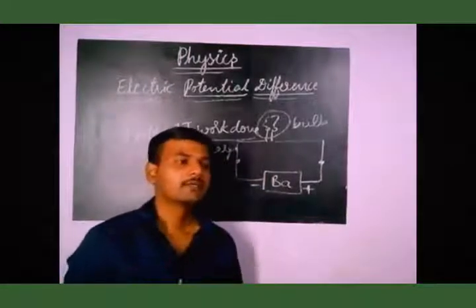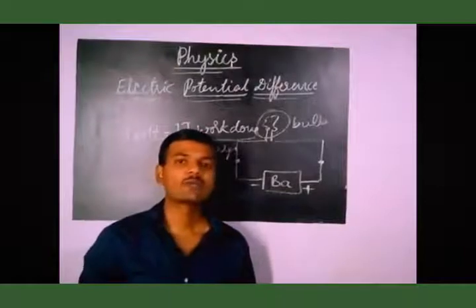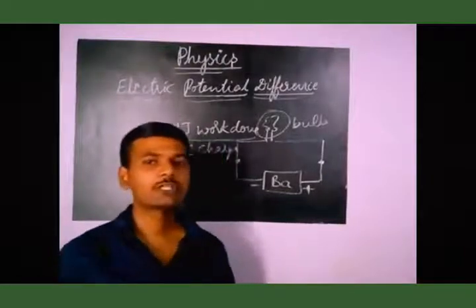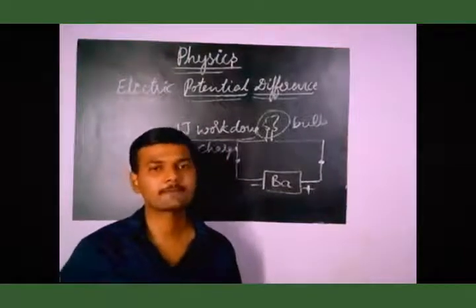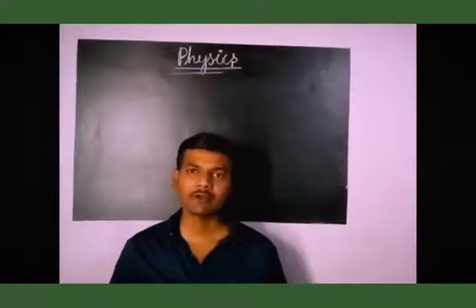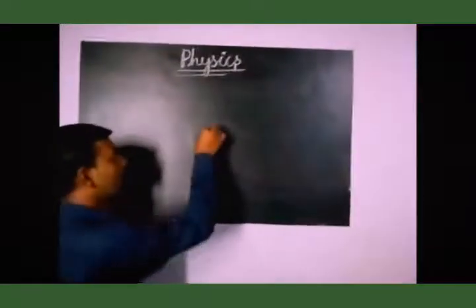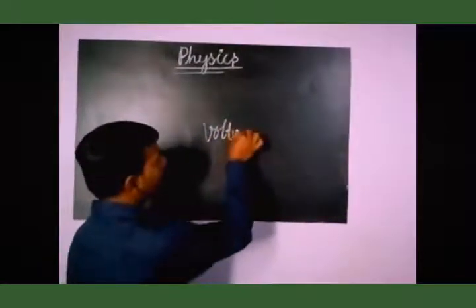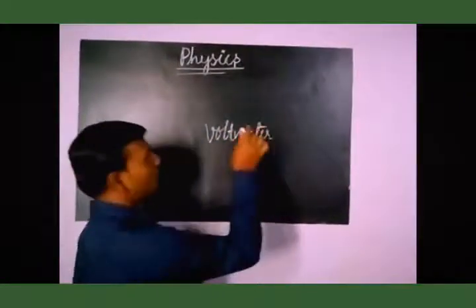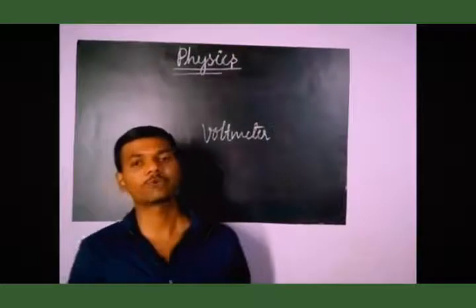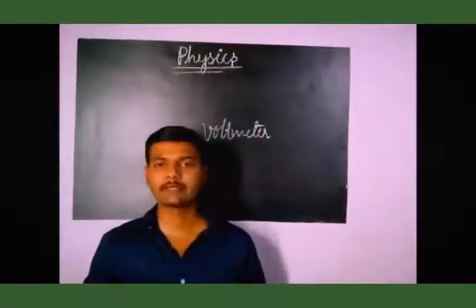Now let us discuss some numericals on electric potential and electric potential difference. Before starting the numericals, we must know that electric potential can be measured by a device called a voltmeter. A voltmeter is a device to measure the electric potential or voltage across the conductor.